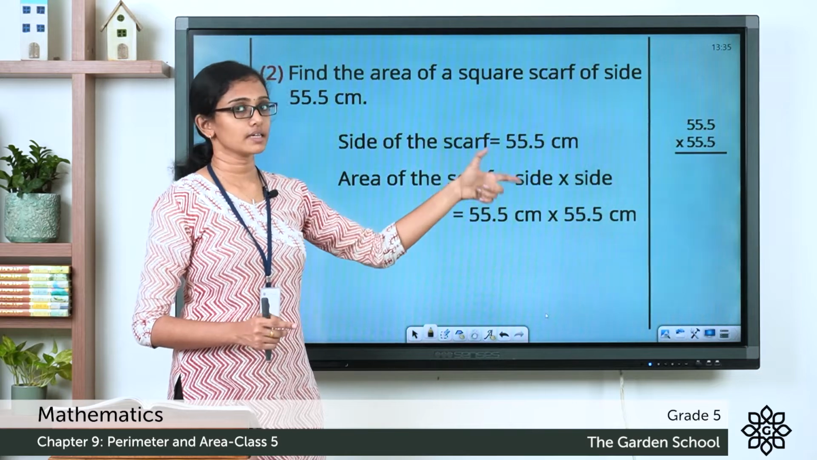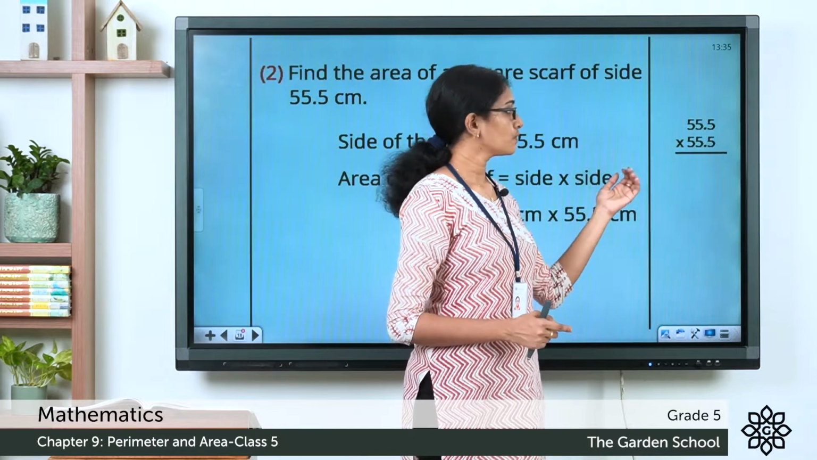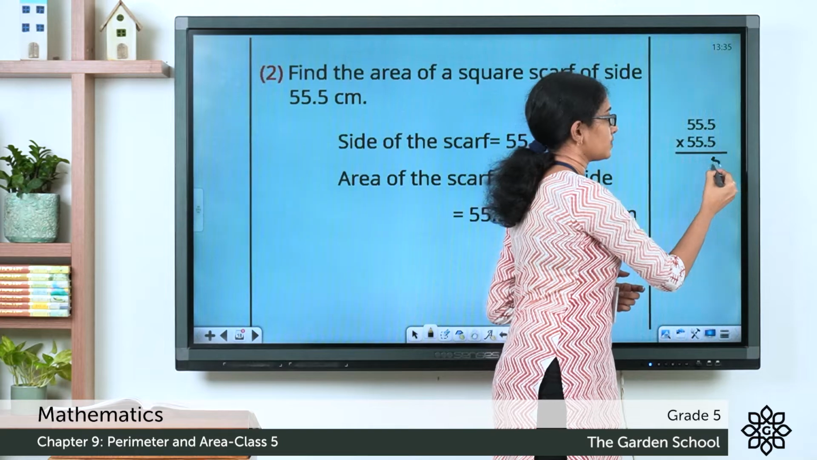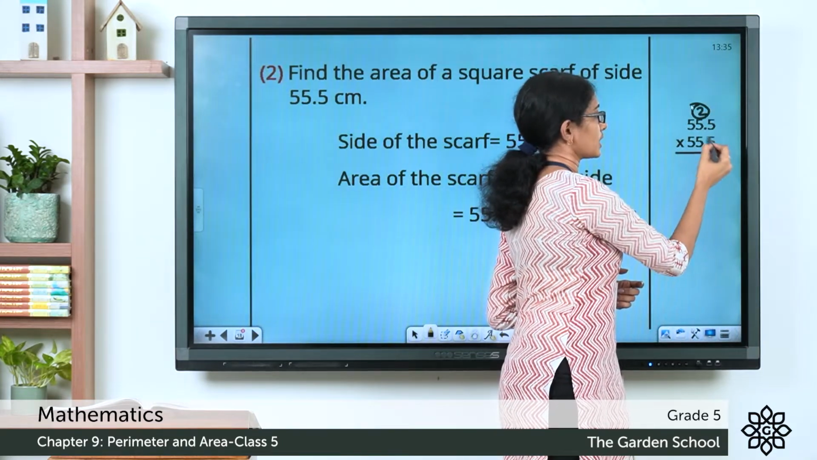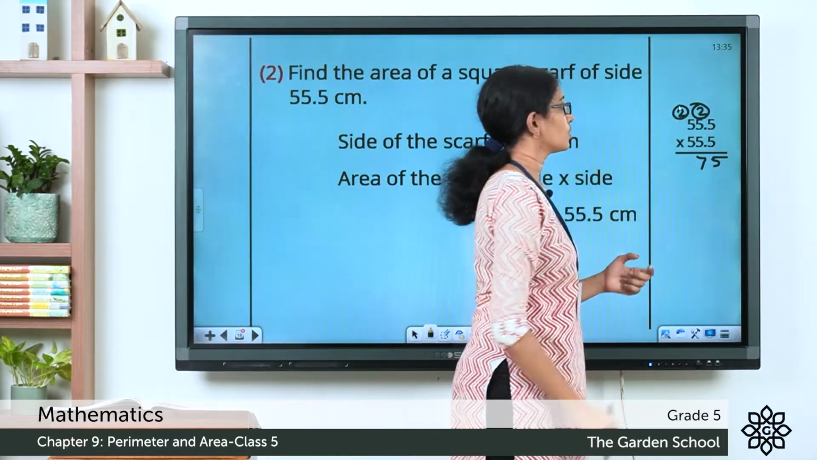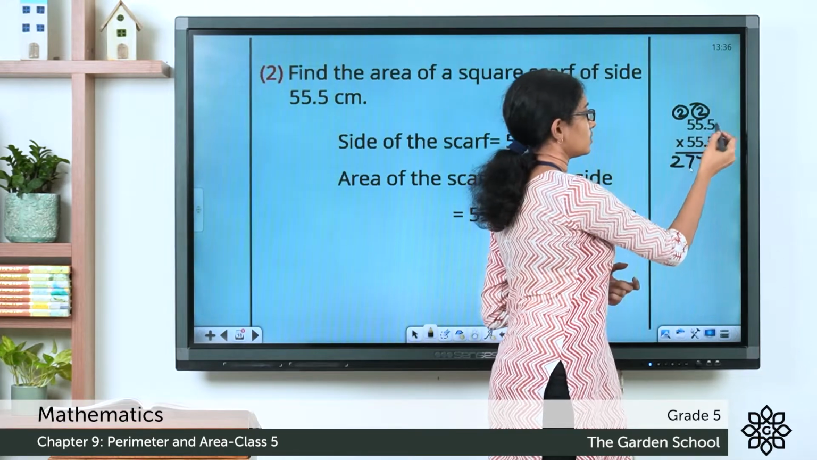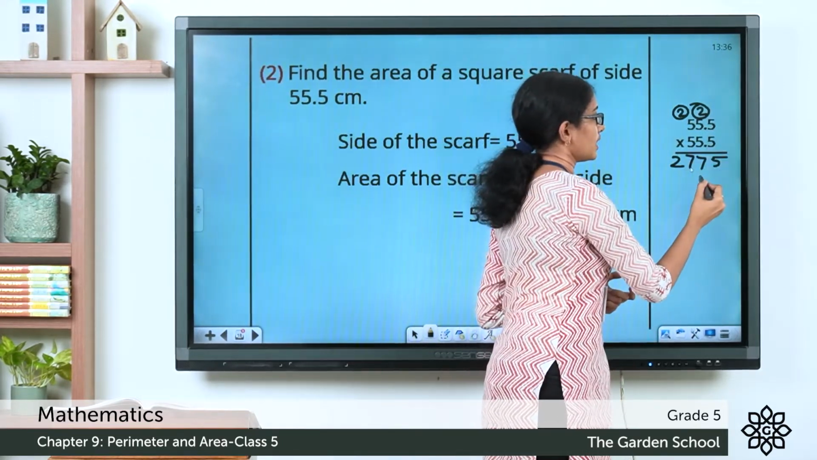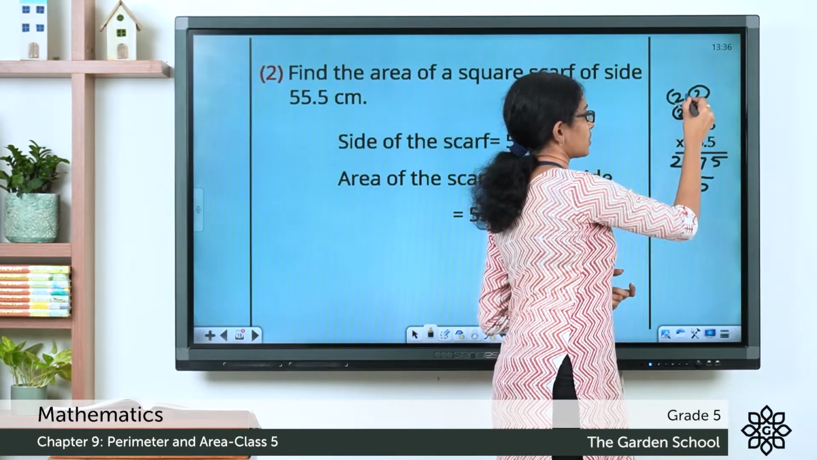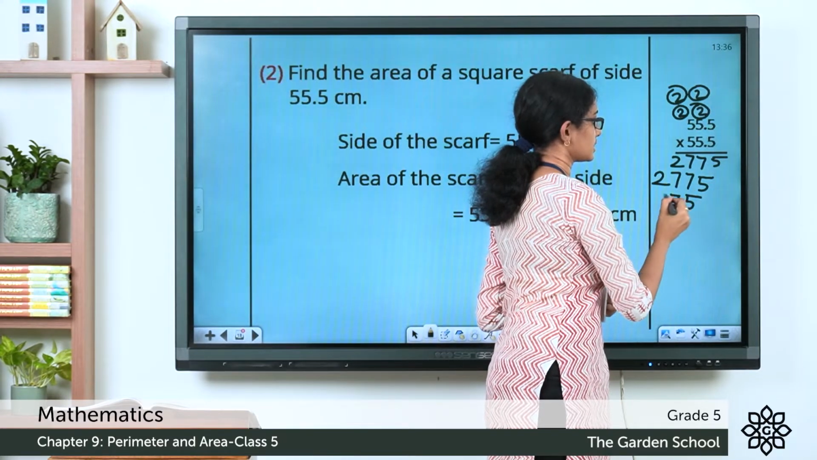Let's do the calculation in the working column. So here we have 55.5 into 55.5. Let's do the multiplication. 5 5s are 25, carry over 2. Again 5 5s are 25, plus 2, 27, carry over 2. 5 5s are 25 plus 2, 27. Now the next number. 5 into 5, 25, carry over 2. Now here 7, carry over 2, again the same thing. Now in the next line also we get the same.